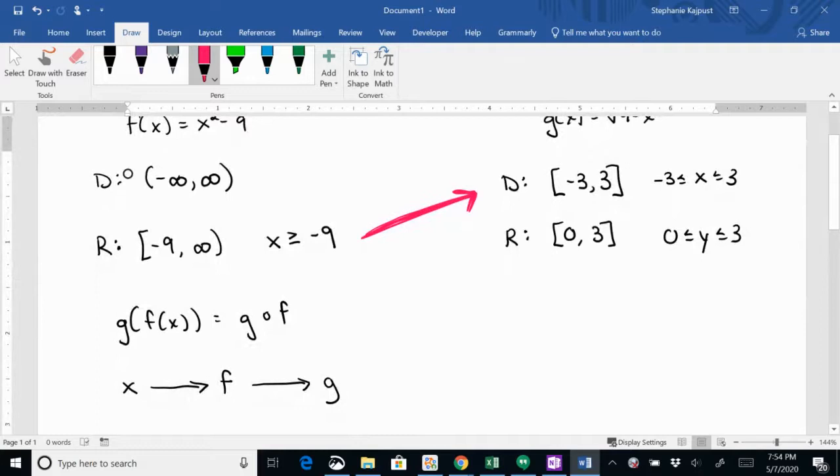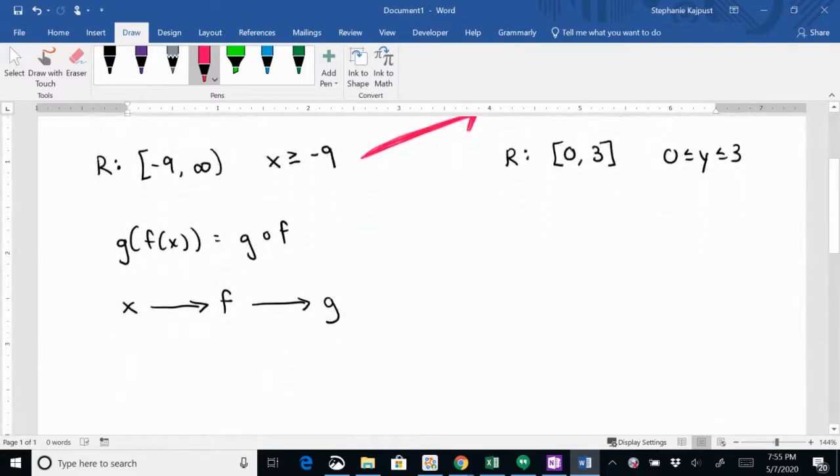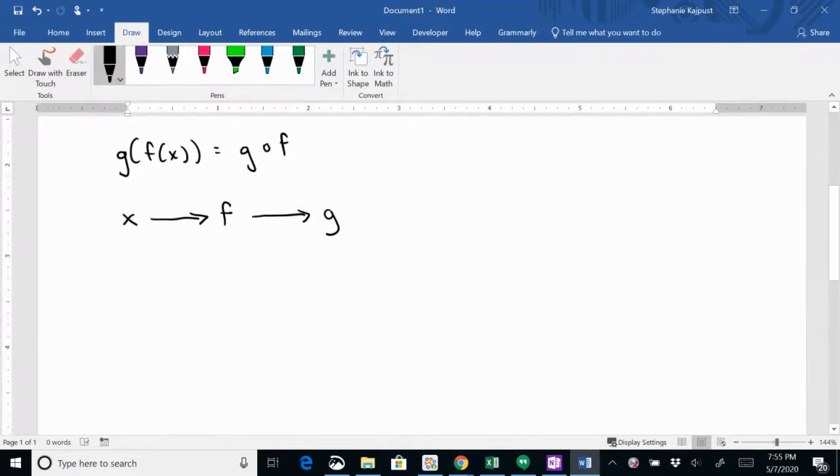So notice that our range of f says that x is greater than or equal to -9, but we can only plug in values between -3 and 3. So there are some issues there. So I'm going to just kind of draw this on a number line so that you can visualize this. So let's say I have a number line of x. I'm going to put 0. I'm going to put -3 and 3. And I'm actually going to make this a little longer so that I can just put -9 on here.